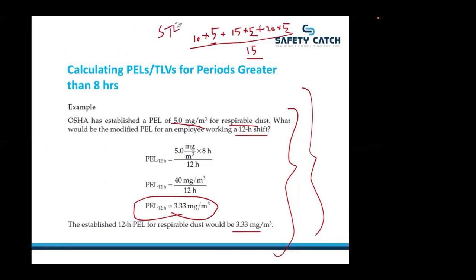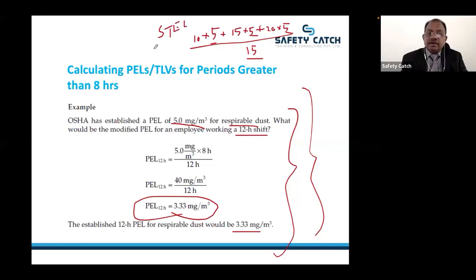Is the standard unit hour or minute? Minute. Hour is 8 hours. For LTEL, long term, we always put it into 8 hours. But here for STEL, we go for minutes, 5 minutes.